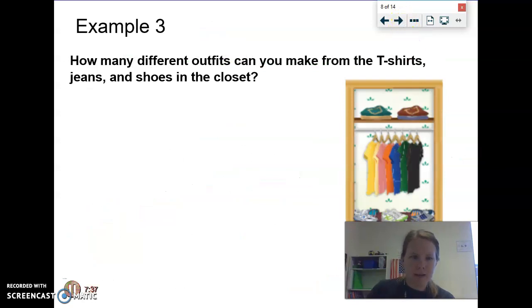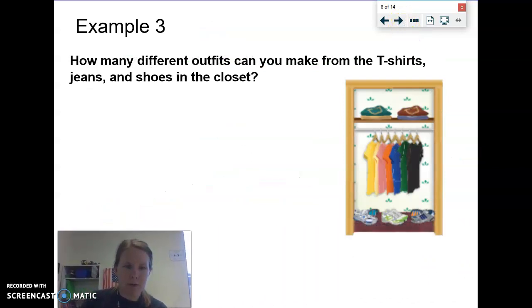So then example 3. We're going to continue using this fundamental counting principle. This one says, how many different outfits can you make from the t-shirts, jeans, and shoes in your closet? This would be really interesting to see with how much clothes you have at home. I own so much stuff that I probably have a lot of weird combinations.